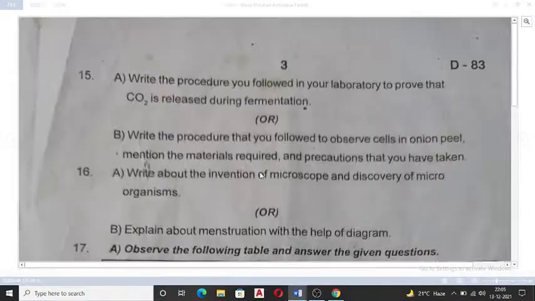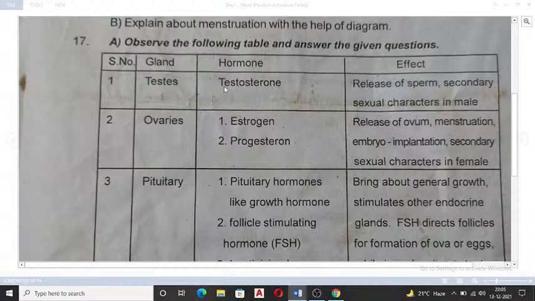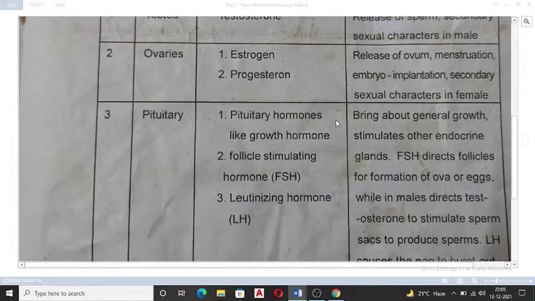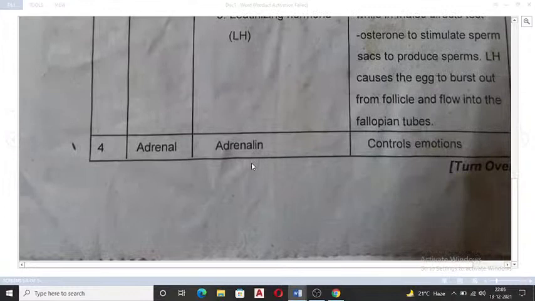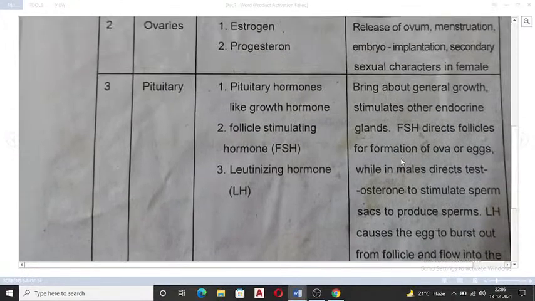So here, if you see testosterone. Testosterone is the hormone that helps in releasing of sperms. They are released from the testes and they are also helpful for giving us secondary sexual characters. Oh ma'am, for that one question in the 17th part, we will get a good sentence. Exactly.